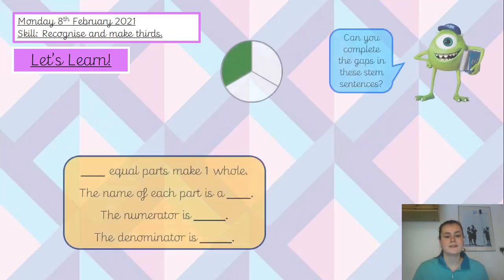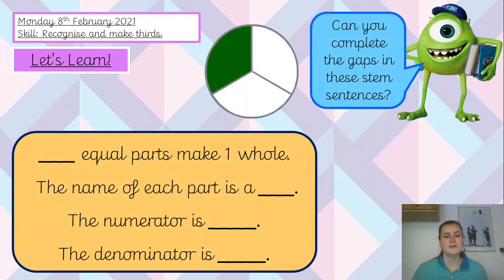Okay, well done. So I would like you to now have a go at completing the gaps in these stem sentences. So we've got something, equal parts make one whole. So how many equal parts have we got in that one whole? The name of each part is a what? The numerator of the fraction that is shaded in is what? And the denominator of that fraction is what? So pause the video and have a go and we'll do them together in a minute.